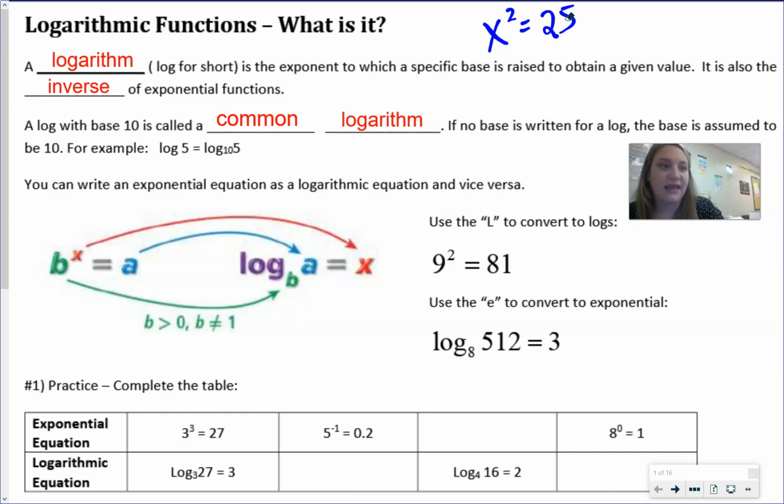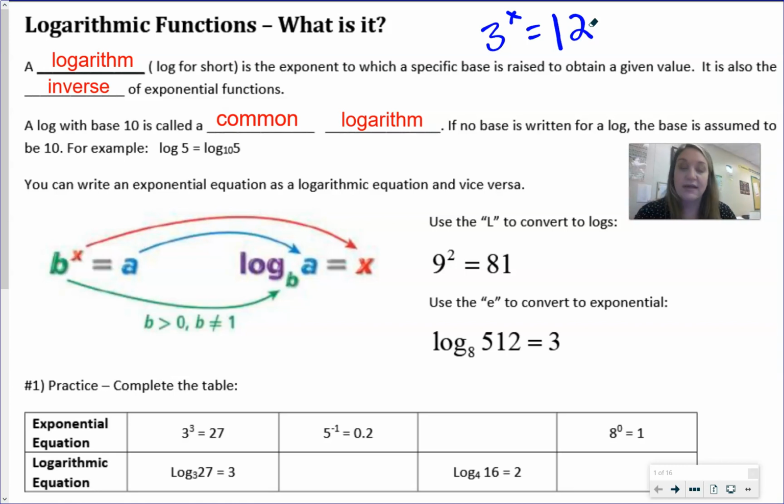But instead, if I gave you something that looks like 3 to the power of x equals 12, what exponent could I put there, right? I know 3 squared is 9. I know 3 to the power of 3 is 27. But what exponent could I use to get 12? Okay, so that's where logarithms come in. We use logarithms to solve for the missing exponents, which we can't do up until now.